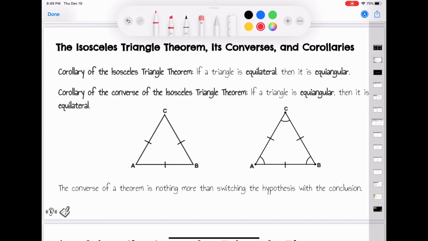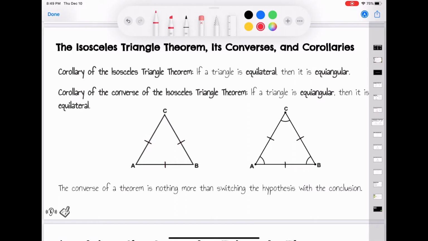The corollary of the isosceles triangle theorem is pretty simple. It tells us if a triangle is equilateral, so if all three sides are congruent, then it is equiangular, which means all three angles are also congruent. The corollary of the converse of the isosceles triangle theorem tells us if a triangle is equiangular, so if all the angles are congruent, then all the sides would be congruent, as you see here.